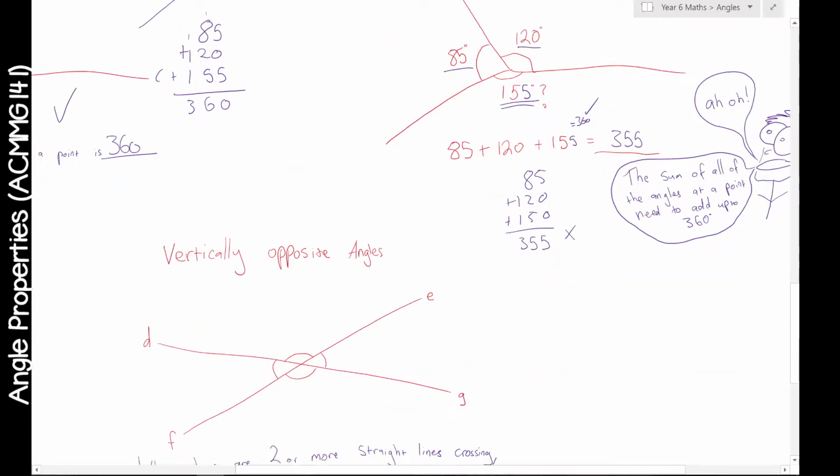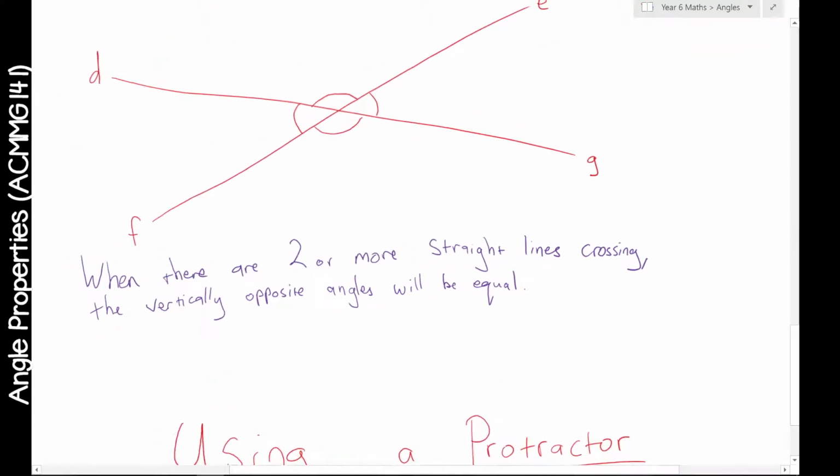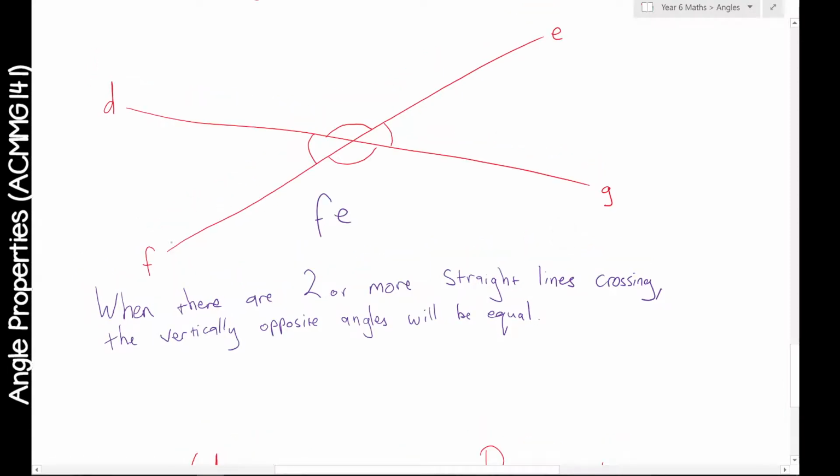So let's look at vertically opposite, and then we'll look at using a protractor, and that'll be the end of this video. So I've got line FE here, and I've got line DG, and we've been told they're both straight. Both of them are straight lines. Here we have something called vertically opposite angles. So when there's either two or more, could be 3, could be 4, when there's 2 or more straight lines that cross each other, the opposite angles, the things that are vertically opposite, are equal.